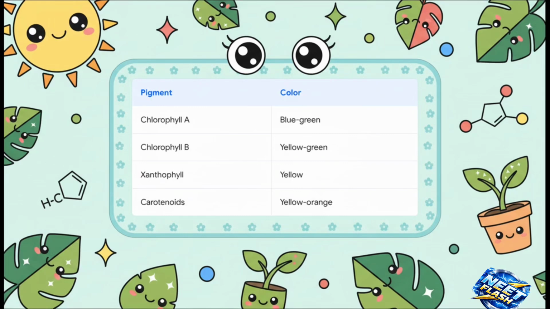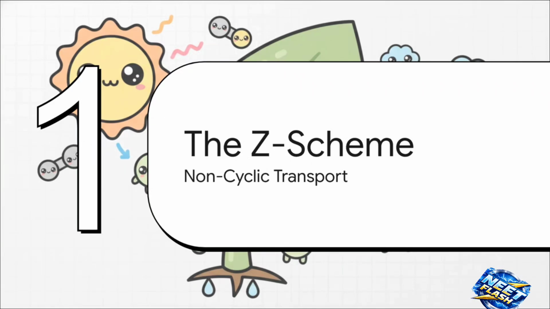If you look at how these pigments absorb light, chlorophyll A and B absolutely max out their light absorption in the blue and red wavelength regions. But here is the really fascinating part. If you look at the green spectrum, right around 500 to 550 nanometers, there is literally a flat line in absorption. The plant doesn't absorb green light at all. It completely reflects it. And that is exactly why leaves appear green to our eyes. Pretty wild, right? Section 4, the Z-scheme.